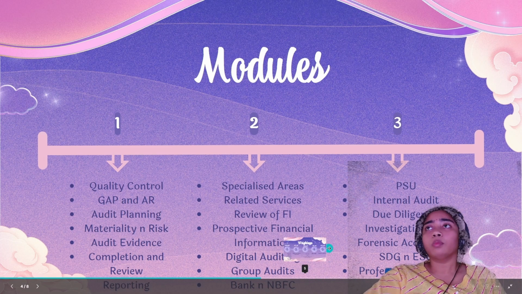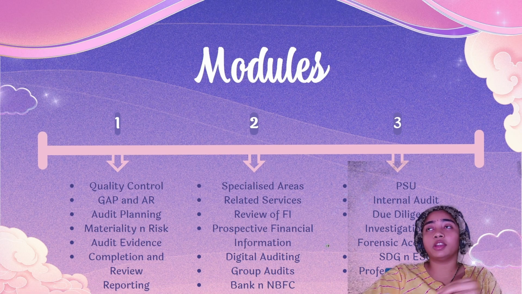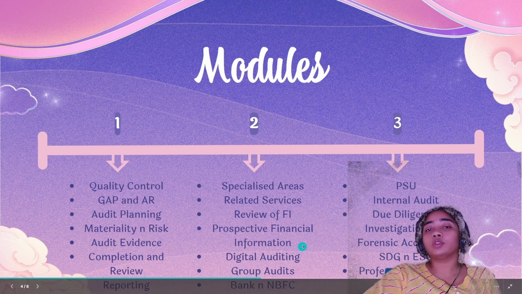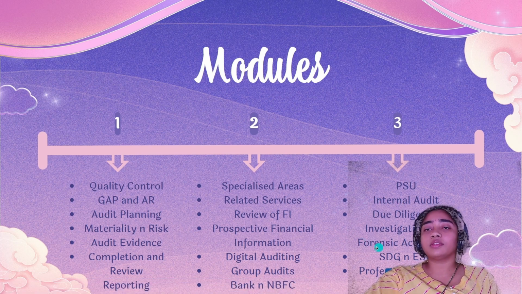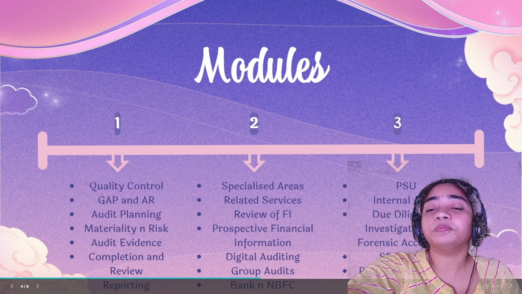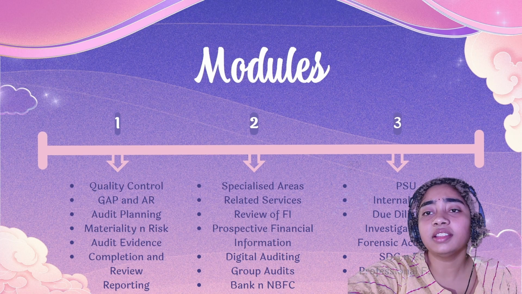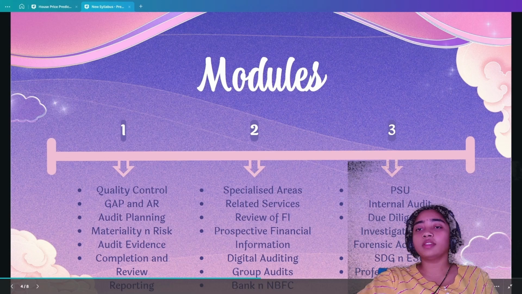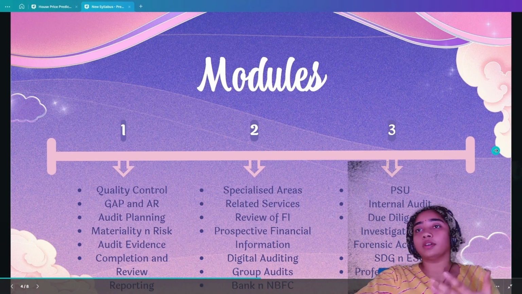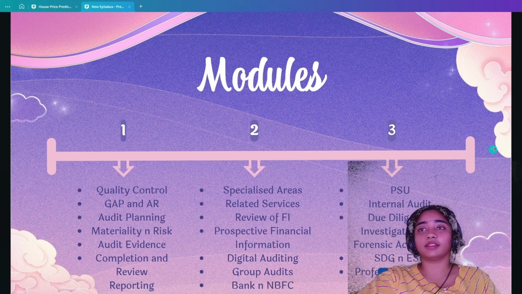And group audit, mostly you have in your old syllabus like CFS, consolidated financial statement, and they have added few topics in that and named it group audit. And the banks and NBFCs were more or less the same. PSU, internal audit, due diligence, investigation, forensic accounting, all the same. And one topic that was added extra is SDG, that is Sustainable Development Goals, and ESG, that is environment, social, and governance assurance, and all. And the last one is obviously everybody's favorite, professional ethics, right?